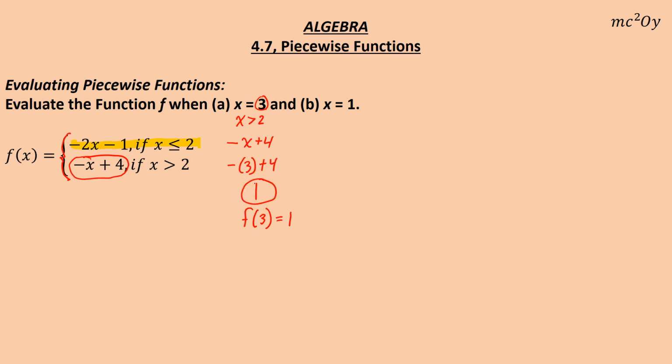Okay. Now note on this next one, since x equals 1, x is less than or equal to 2. So I need to use the top rule, negative 2x minus 1. I'm going to plug the 1 in, or substitute the 1 in for x. And that gives me negative 2 minus 1, which is also known as negative 3. So f of 1 equals negative 3. Okay, so that's how you evaluate piecewise functions.